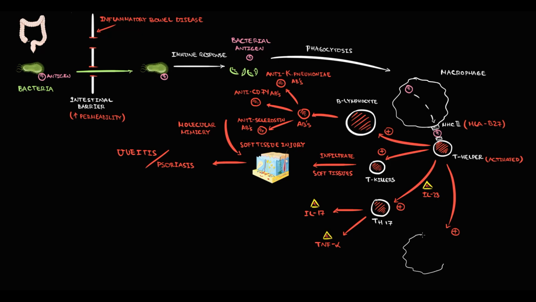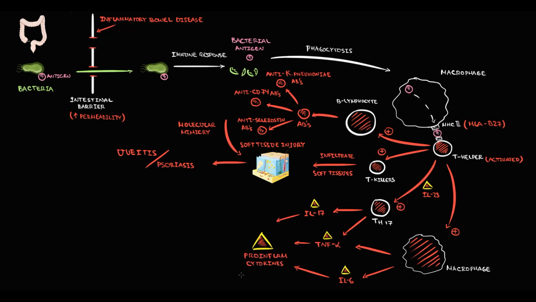And last but not least, activated T helpers induce activation of macrophages. With activation, macrophages begin to produce massive amounts of TNF-alpha and interleukin-6. So, inflammatory reaction results in massive production of proinflammatory cytokines, and exactly proinflammatory cytokines will be responsible for all other clinical symptoms. Let's discuss the effect of proinflammatory cytokines separately in detail.